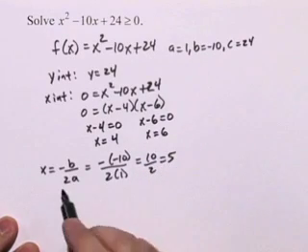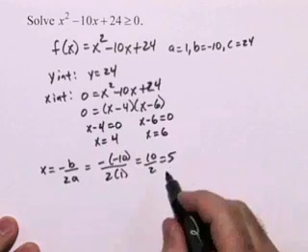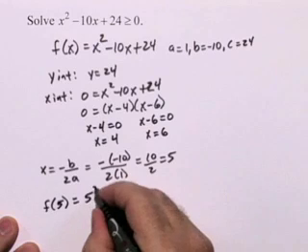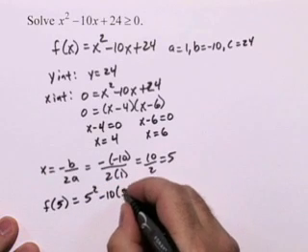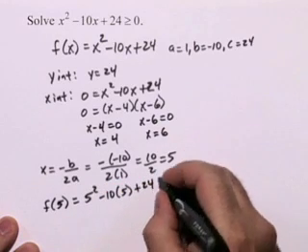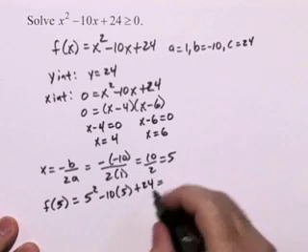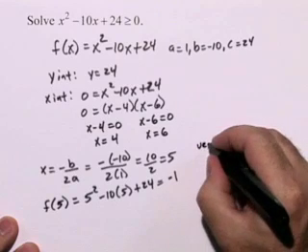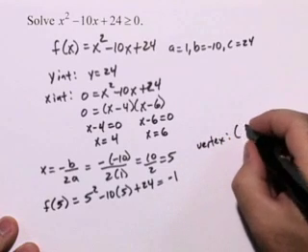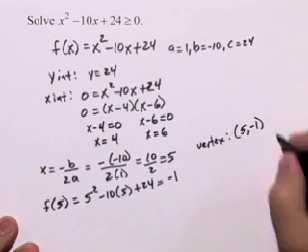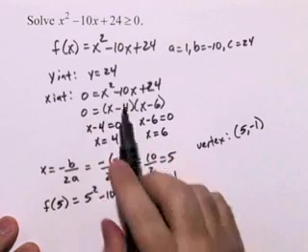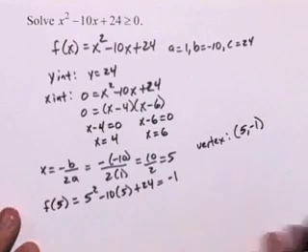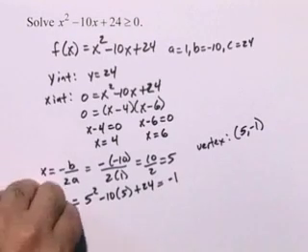We get the y-coordinate of our vertex by evaluating our function at x equal to 5. So we'll find f of 5. We'll get 5 squared minus 10 times 5 plus 24. And if we evaluate that, we'll get that f of 5 is equal to negative 1. So our vertex is the point 5, negative 1. So we have a y-intercept of 24, x-intercepts at 4 and 6, and a vertex at 5, negative 1. We're going to use those points to sketch a graph.